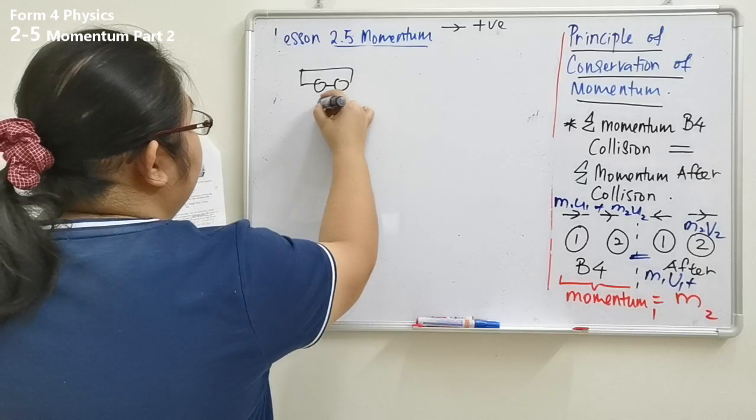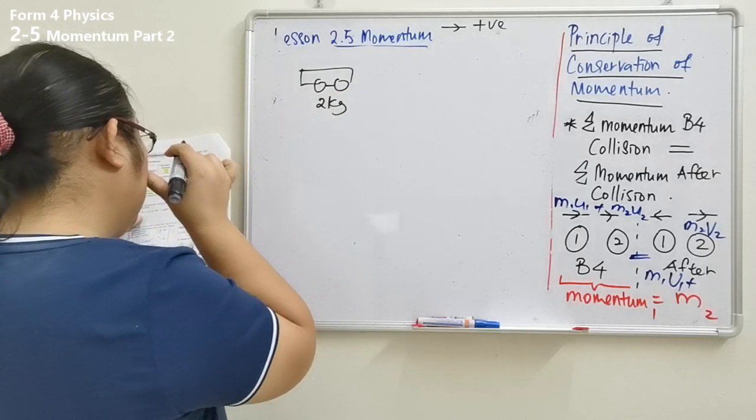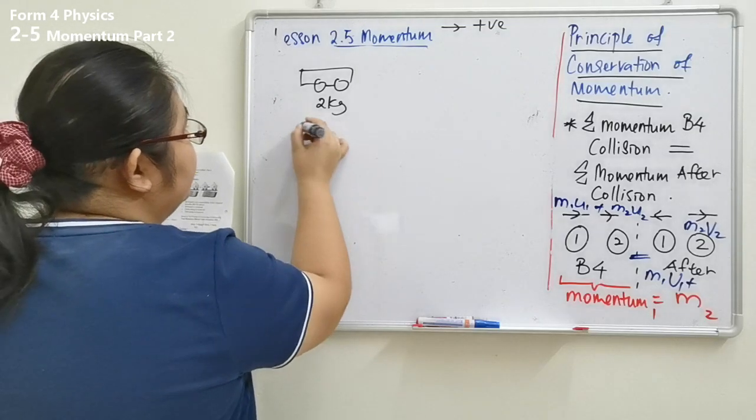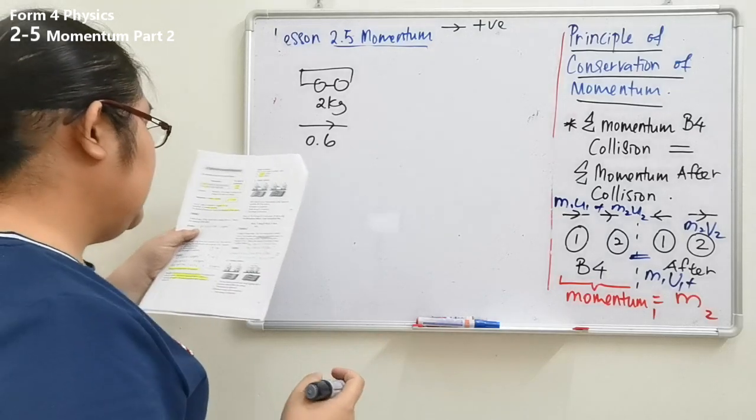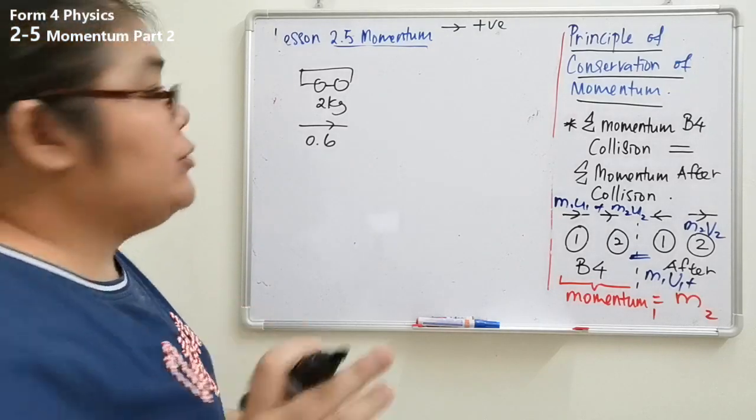The mass is 2 kilogram. Now they're moving with the velocity 0.6. So we do know, we just write 0.6. We do know the direction, we take one direction only. And there is a stationary trolley.